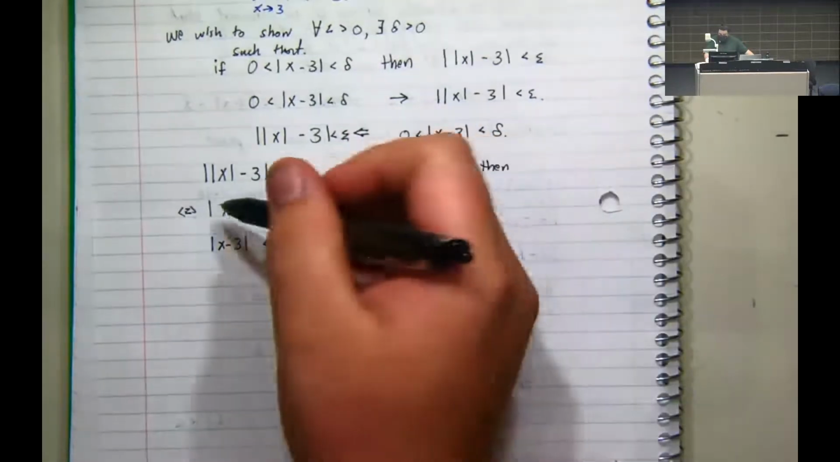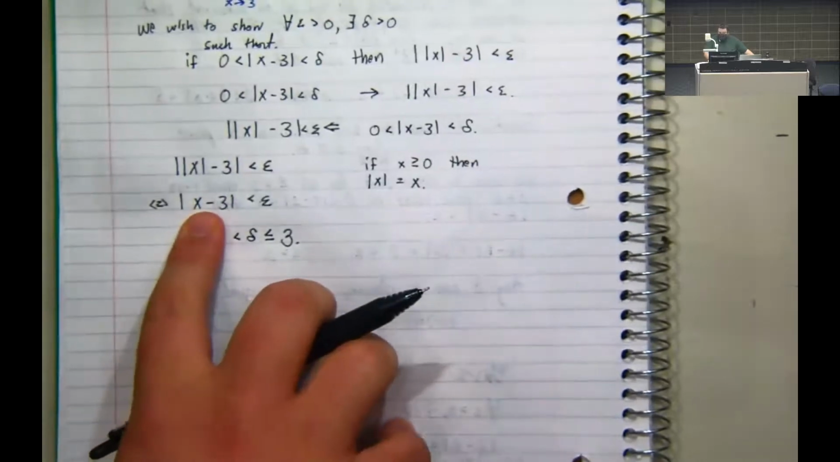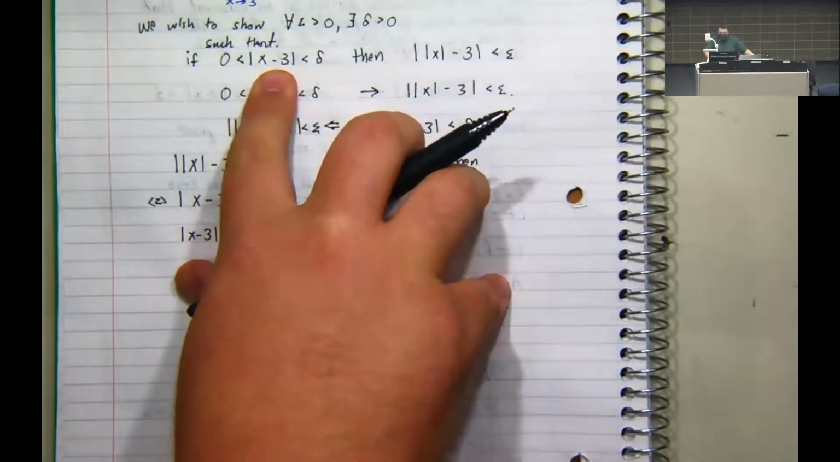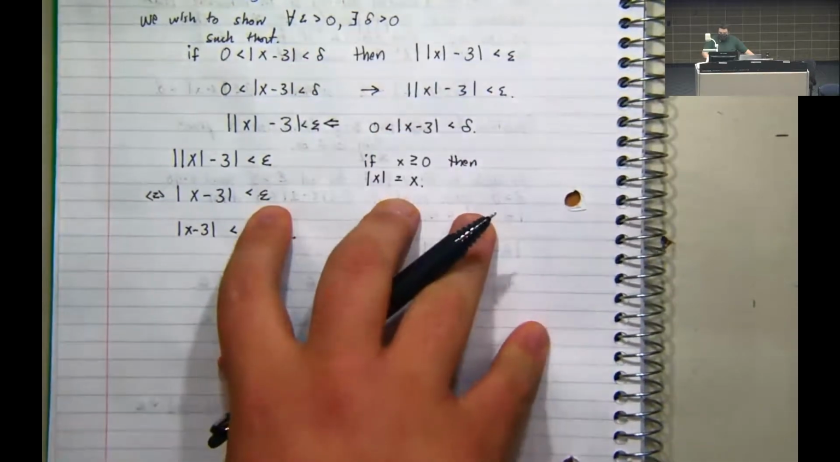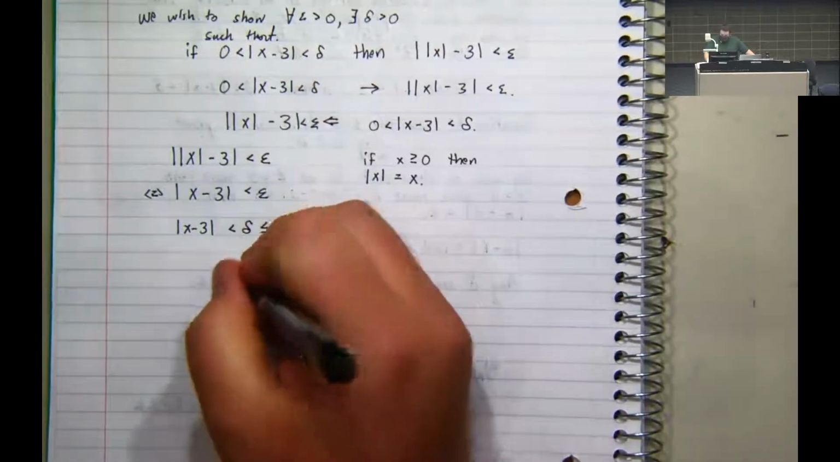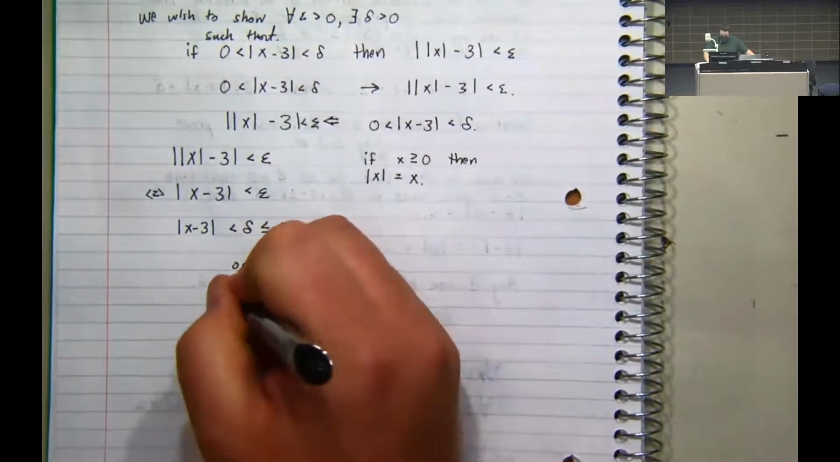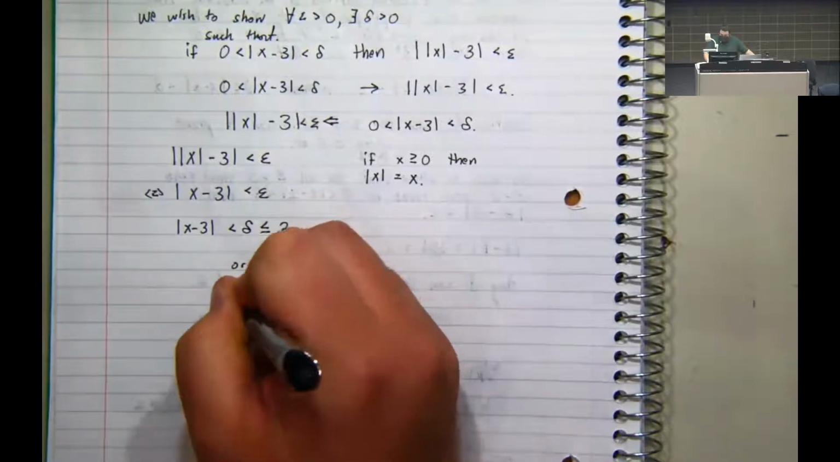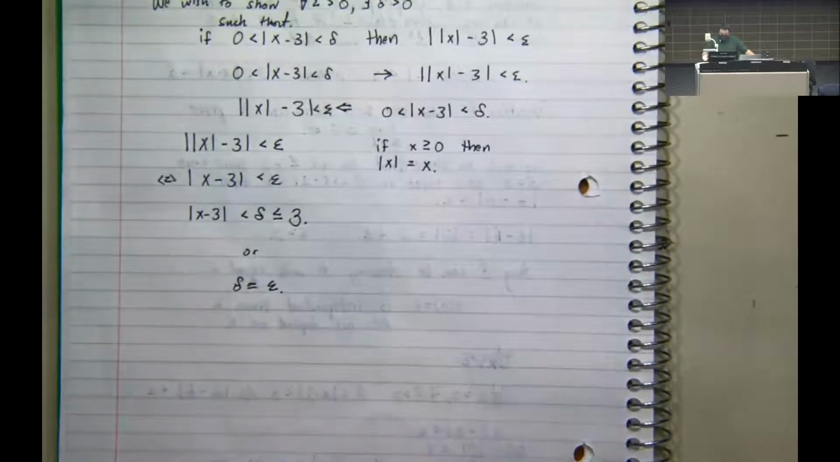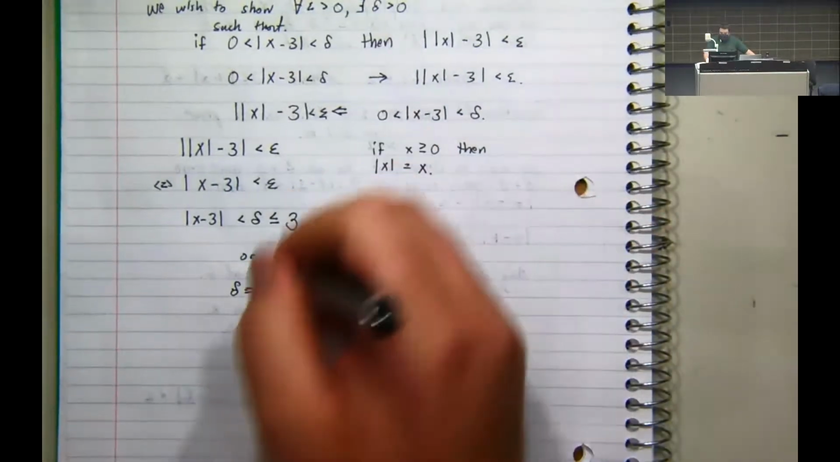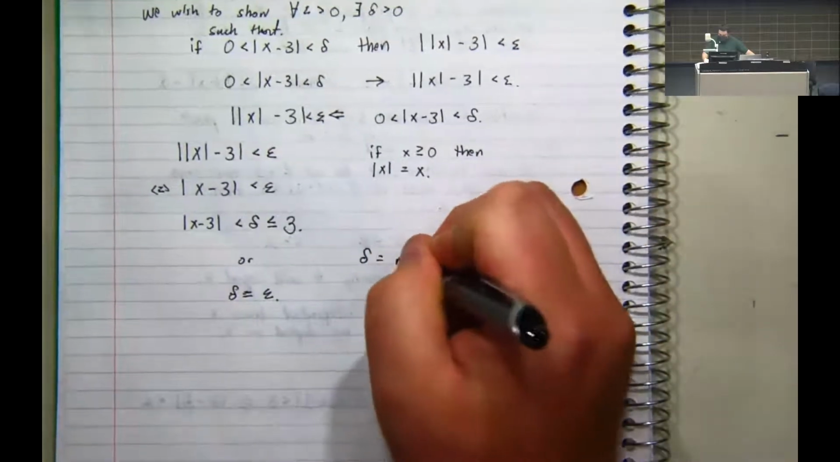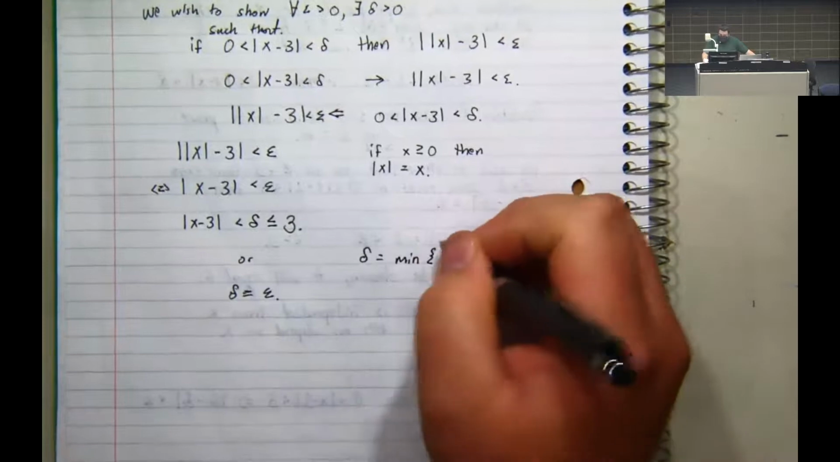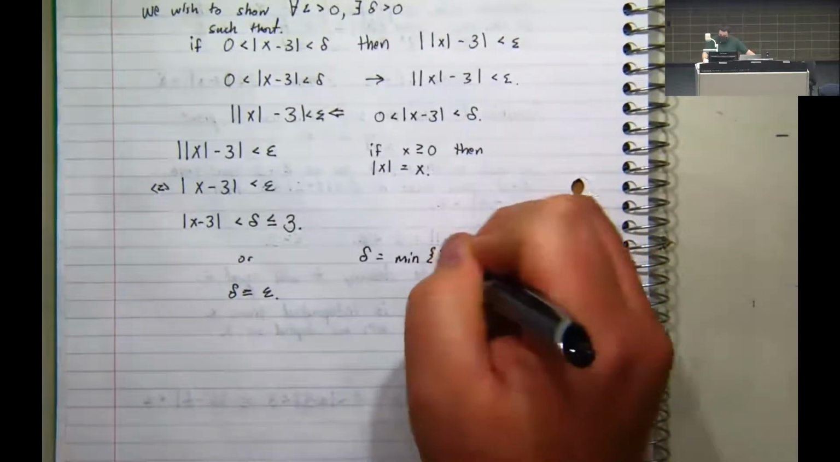And so now that we have this here, we see that x minus 3 is in the same form as here. And we can just say that delta is equal to epsilon here. And so we've made 2 restrictions. It's going to be the minimum of the 2. So we say that delta is equal to the minimum of 3 and epsilon.